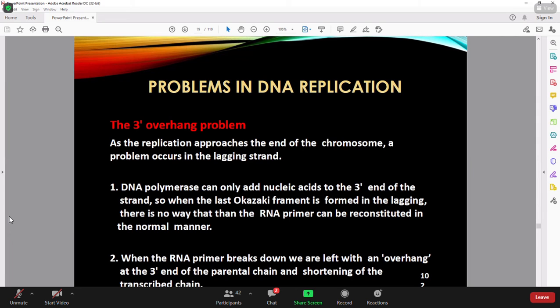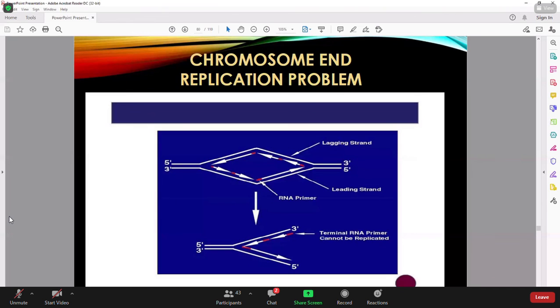Basically, in the lagging strand, when we have these Okazaki fragments, we hope that during the replication process there will be no overhang at the 3' end, because this overhang problem will shorten the chain, so the protein that has been translated is not complete. So in the lagging strand, the DNA polymerase needs to help add new nucleotides to the 3' end, so that there will be no overhang. Okay.